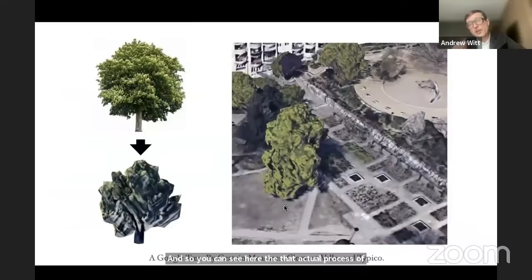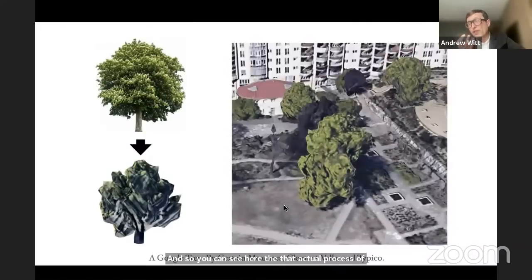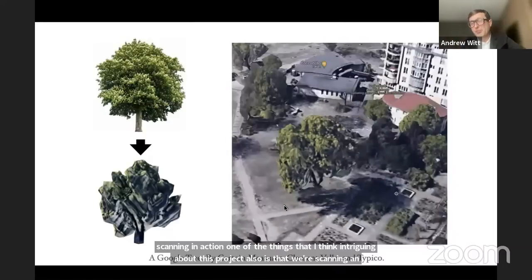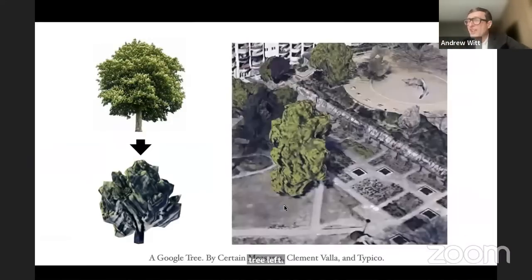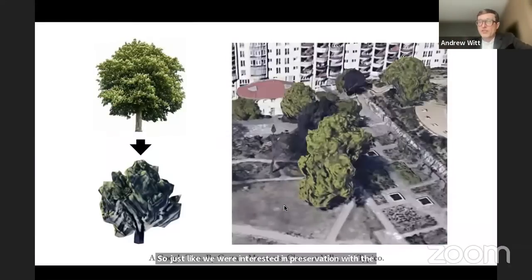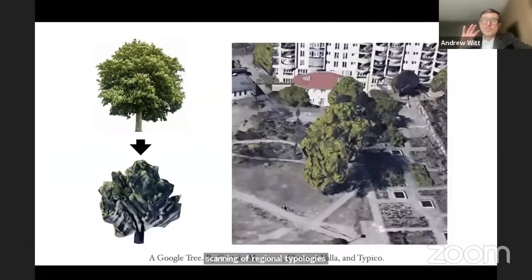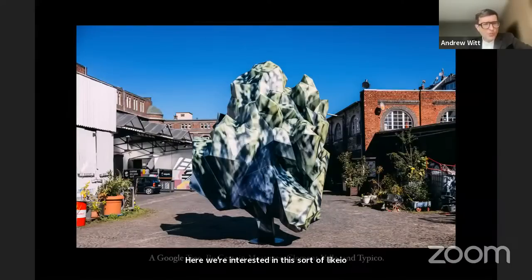One of the things that's intriguing about this project also is that we're scanning an endangered species. There's actually very few of this particular kind of tree left. There's a process of preservation that we're going through. So just like we were interested in preservation with the scanning of regional typologies, here we're interested in biopreservation, but we're also interested in representing that in a kind of uncanny way. And we have this thing, which is not quite a replica. It's sort of a copy of a copy, a physical proxy of a data original.